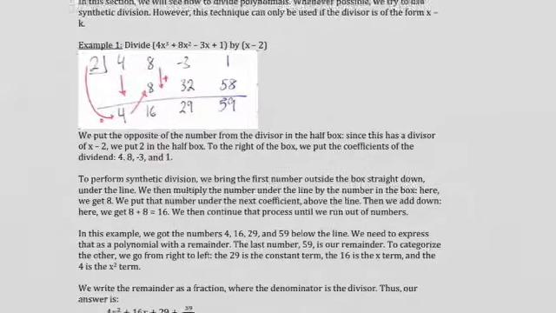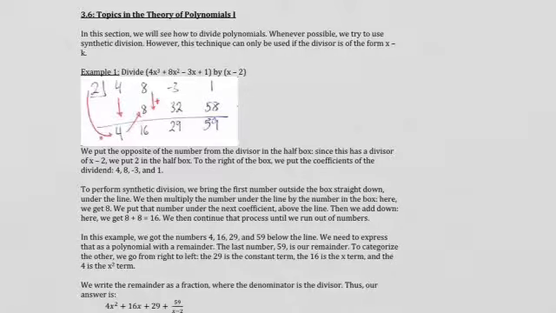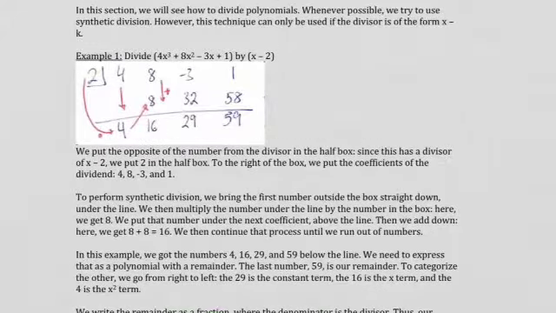Alright guys, so now we are going to talk about section 3.6, topics in the theory of polynomials, part 1. And one of the things you will have to do is divide polynomials. As you can see in this example number 1, if you have a polynomial P(x) and it is divided by x minus k, you can divide the polynomial P(x) by x minus k by using synthetic division.